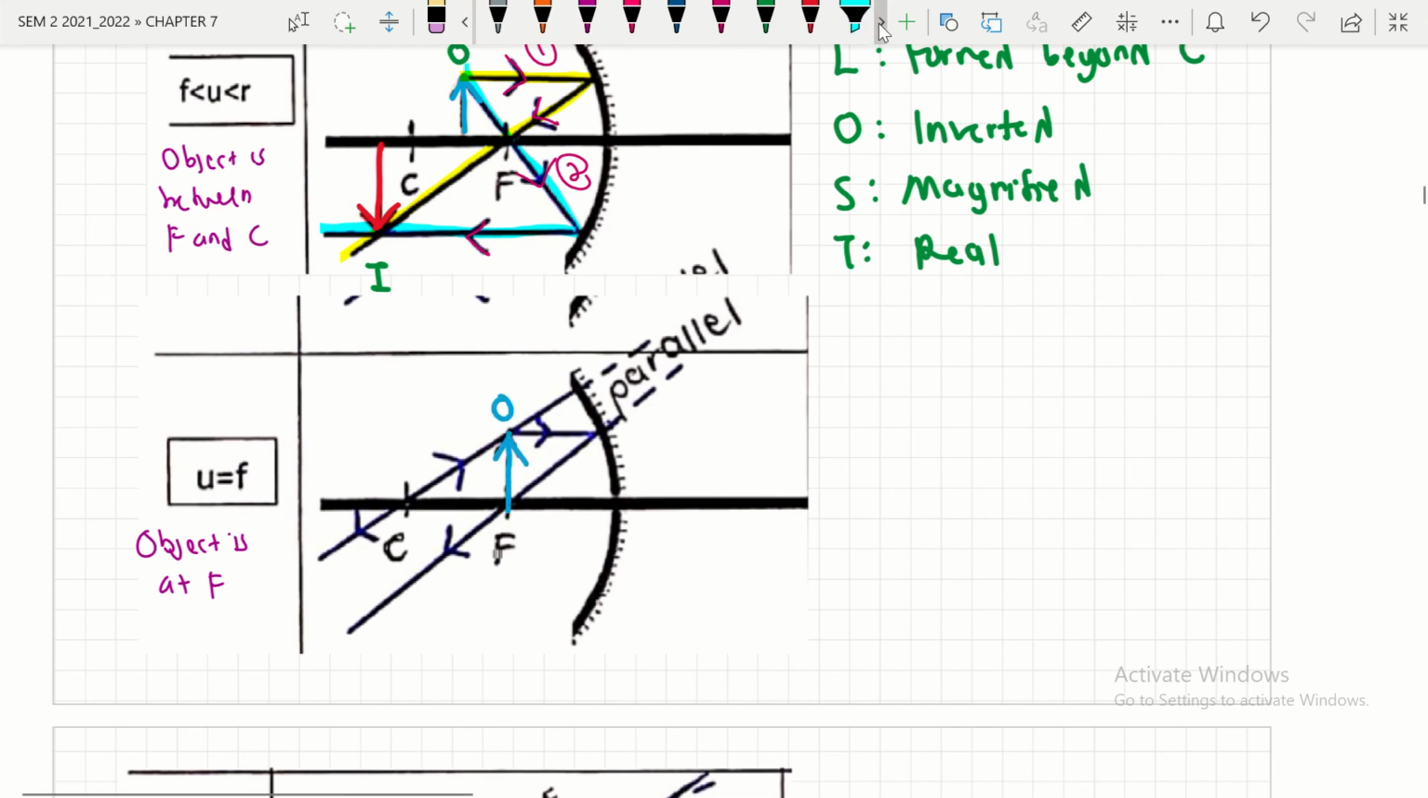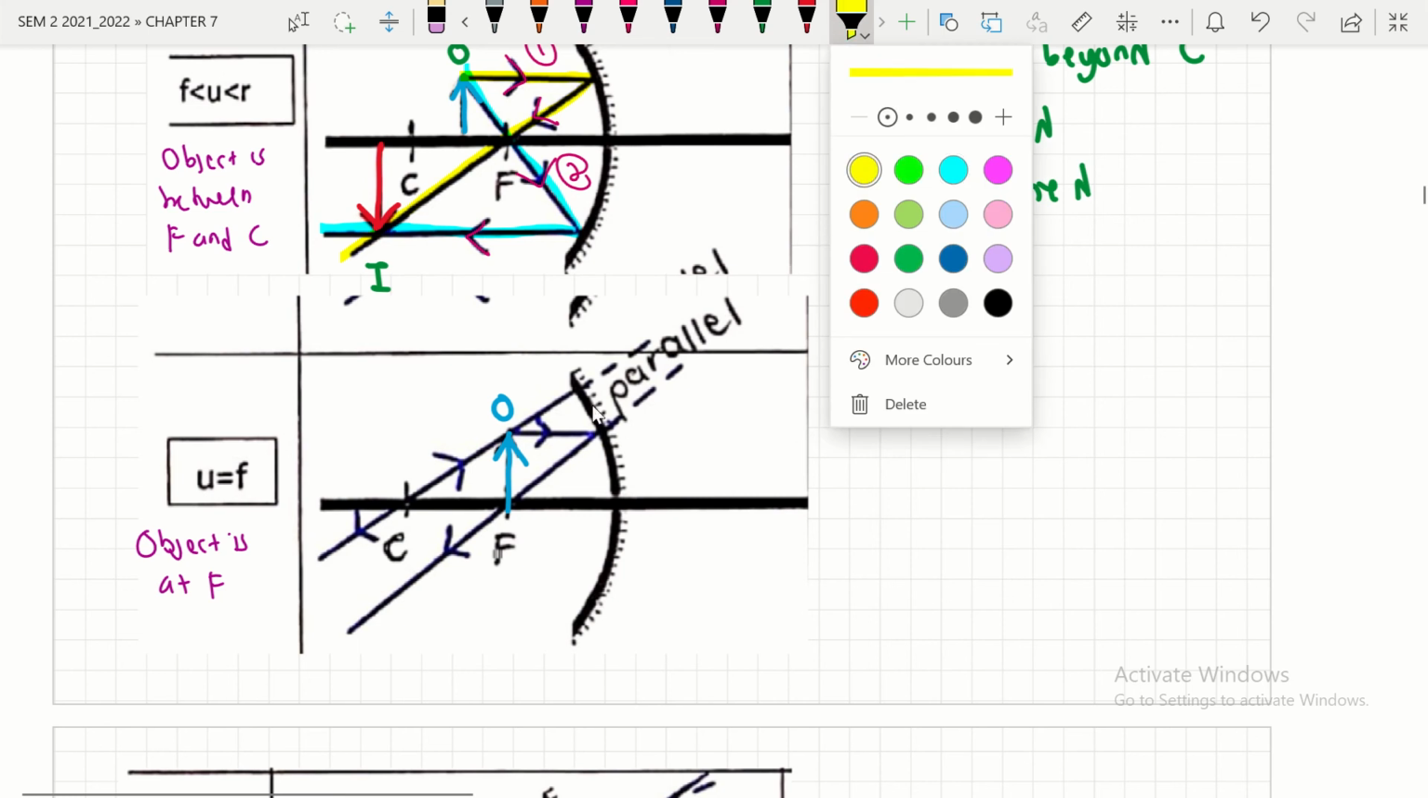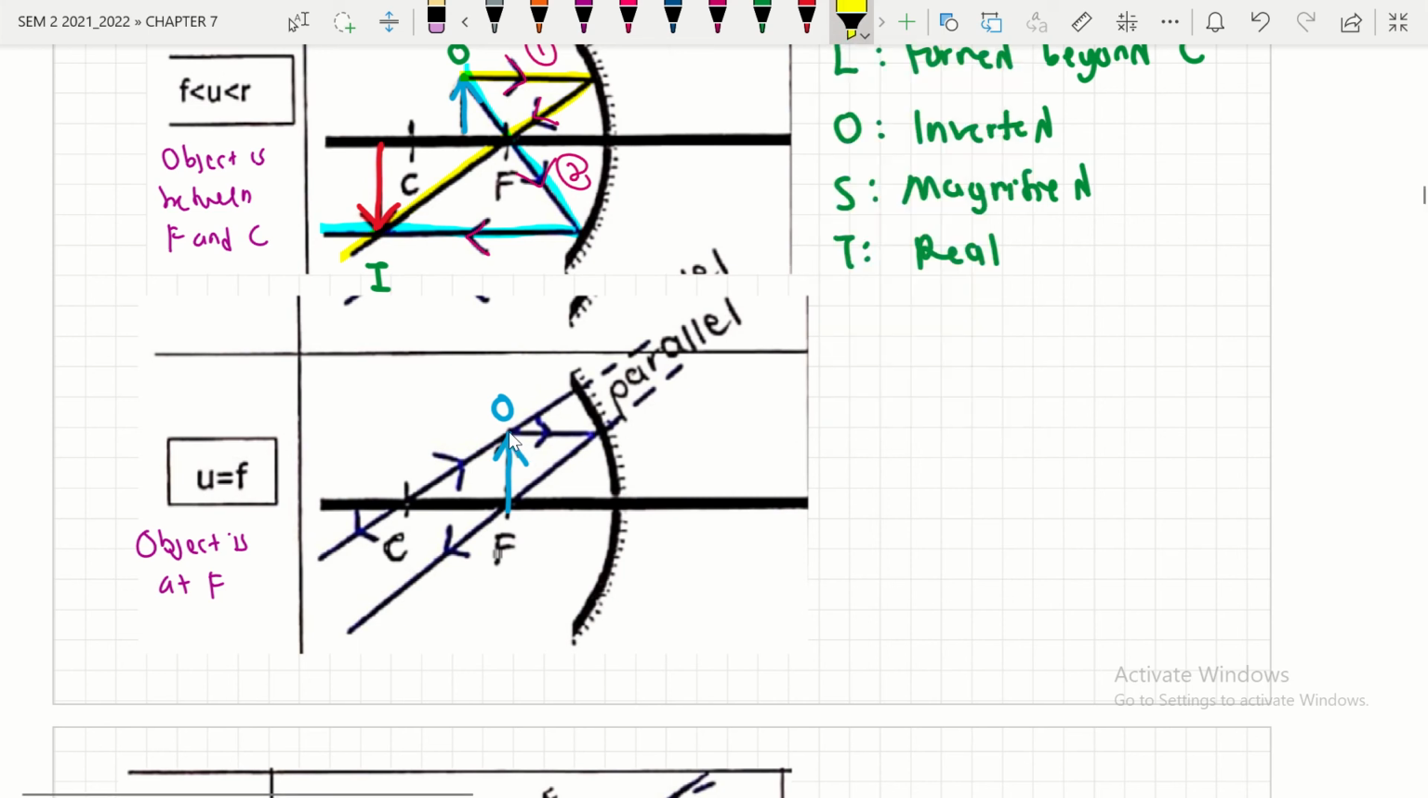So, sekarang, Miss akan lukis ray diagram. I akan lukis 2 je ray diagram. So, the first one, dia parallel to the principal axis dan dia akan reflected through focal point. So, this is the first one. First ray diagram. And the second ray diagram yang selalu Miss draw adalah dia akan pass through focal point and dia akan reflected through principal axis.